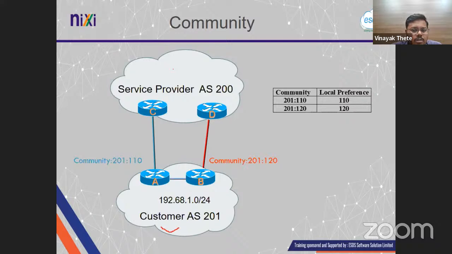So in the export policy of router A, I have set the community value of 201:110 and community value of 20201:120 for router B. In that case, local preference is set for that community in the other policy, then this path will be the preferred path basically, as per the local preference value.